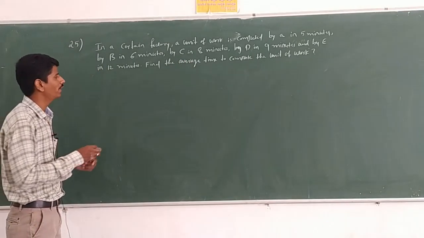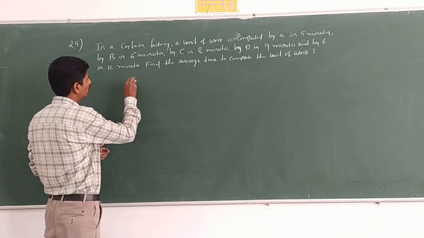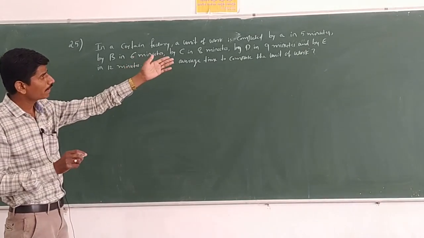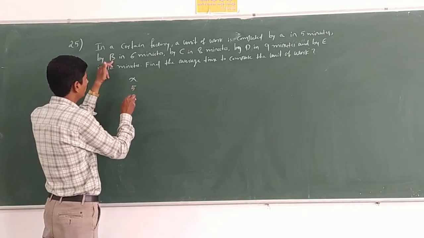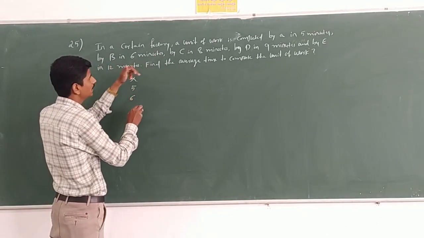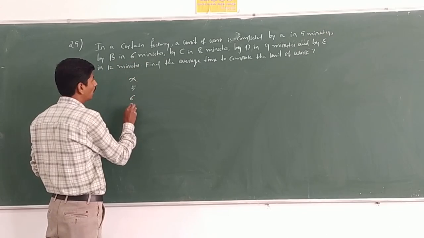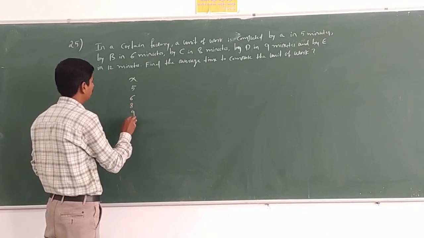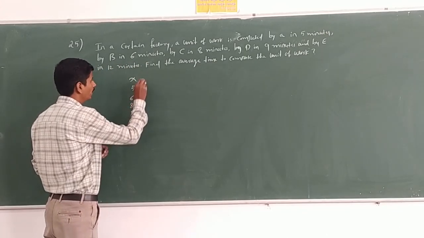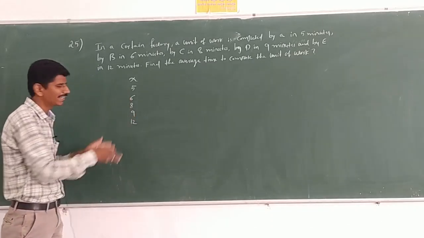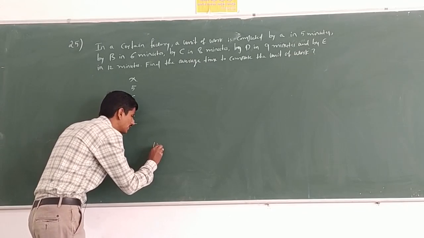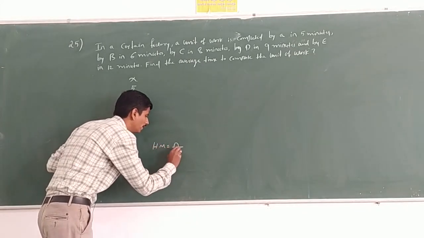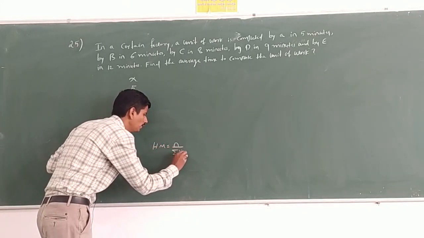Here they are given the x values. By A in 5 minutes means the first one is 5 minutes, the second one is 6 minutes, third C in 8 minutes, D in 9 minutes, and E in 12 minutes. The next thing we have to apply: it is the ungrouped case, so we apply HM equal to small n divided by sum of 1 by x.